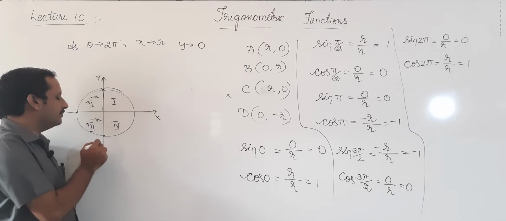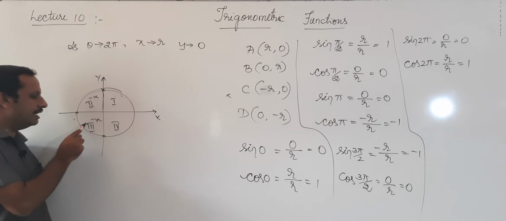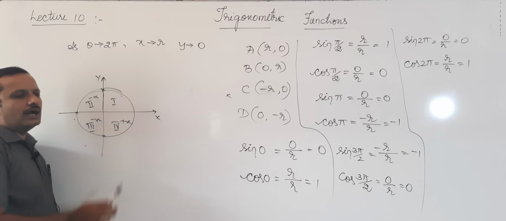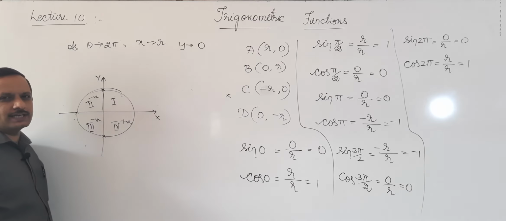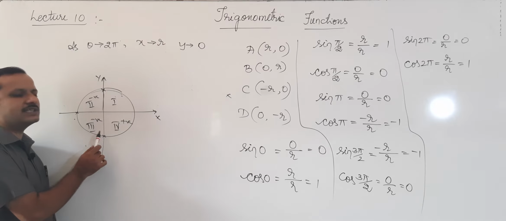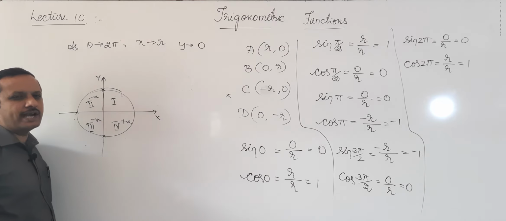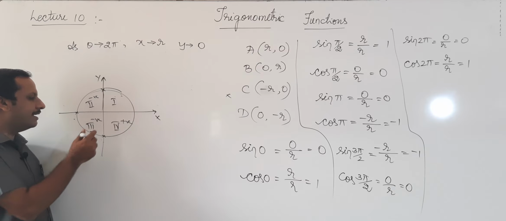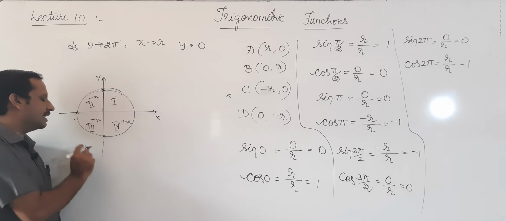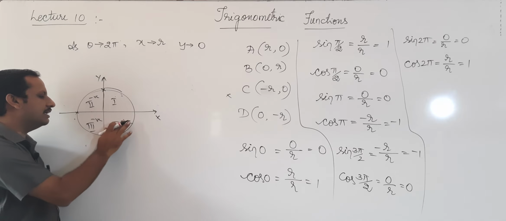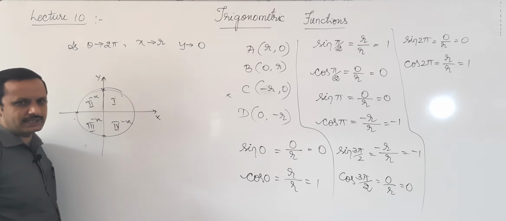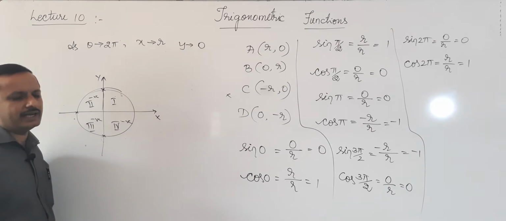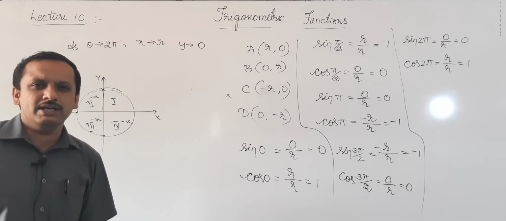Then coming here, in the third quadrant cos theta is negative and in the fourth quadrant cos theta is positive. Negative to positive means at this point it should be equal to 0. At 3 pi by 2, cos theta is equal to 0. Then sine, in the third quadrant it is negative, in the fourth quadrant it is negative. Here also negative, means it should be negative at 3 pi by 2.